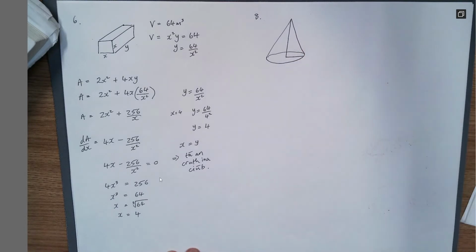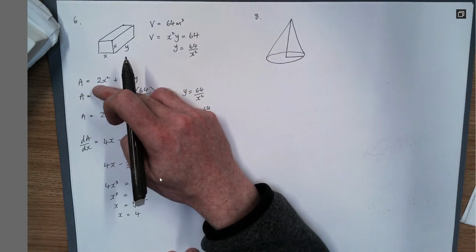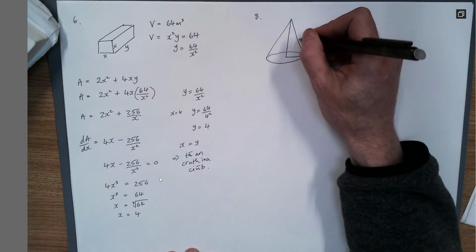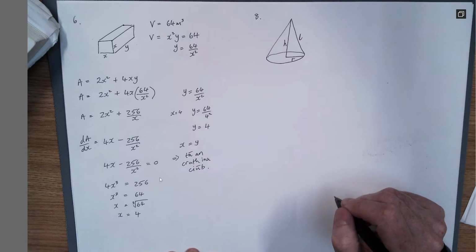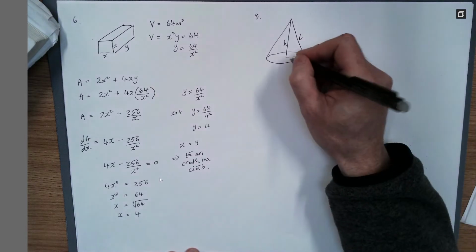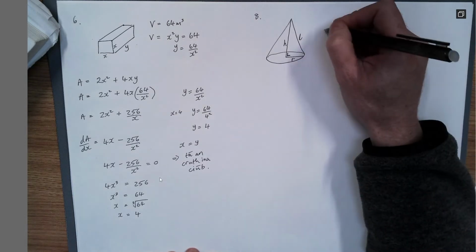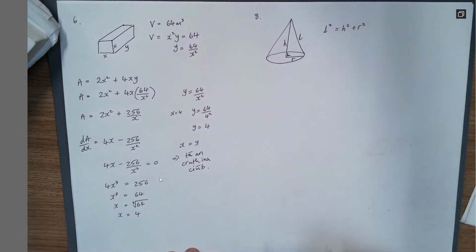Now, the formulas you learned: the formula for volume and the formula for surface area. And here is the slant height, so we have L, H, and R. This is a right angle triangle, so L squared equals H squared plus R squared. That is the Pythagoras theorem.